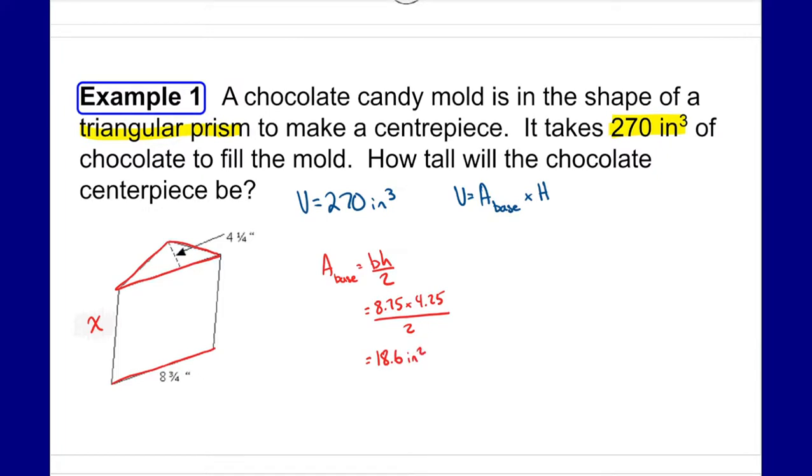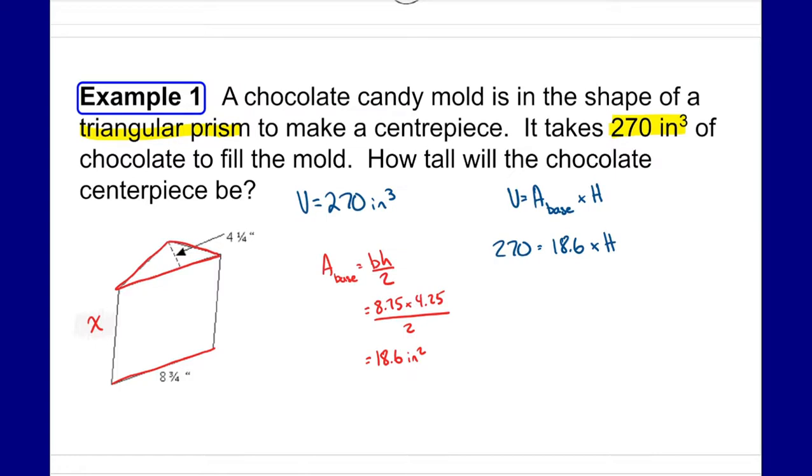Now I can use all this information that I have to find out what that height is. And I can do that by plugging in the information I know into this general formula for volume. I know the volume is 270. I know the area of the base is 18.6. And I know that I need to multiply that 18.6 by a number in order to get my volume. So we need to solve this equation. Well, how do we solve this equation?